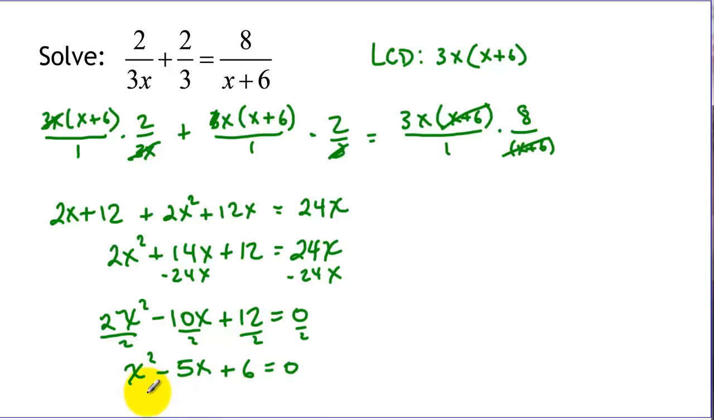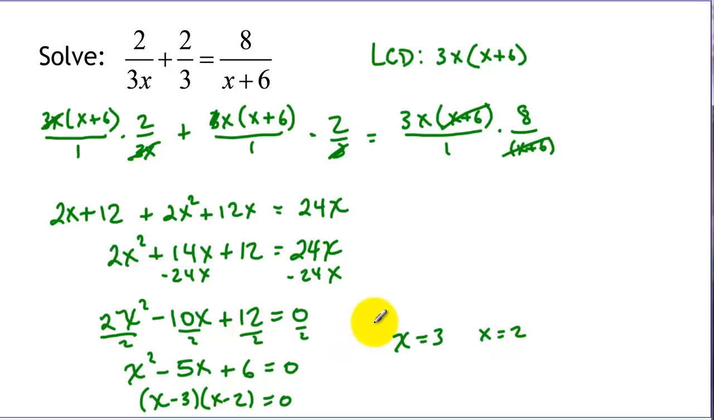And now we factor this. We need both factors to be negative, so two numbers that multiply to be 6 and add to be negative 5. That's going to be x minus 3 and x minus 2. And if we set each of those factors to 0, we get our possible solutions are 3 and 2.